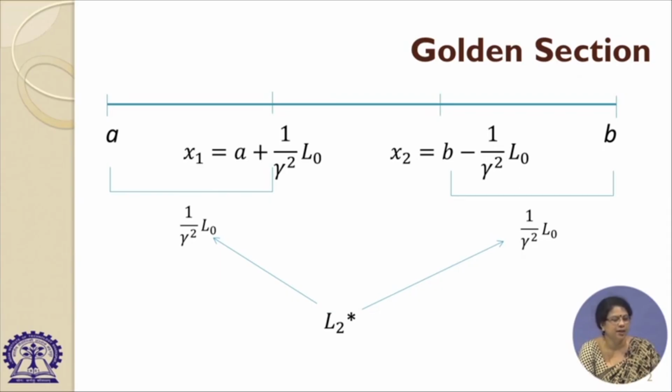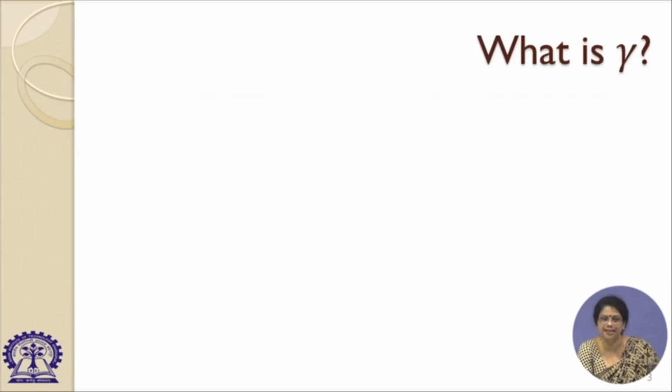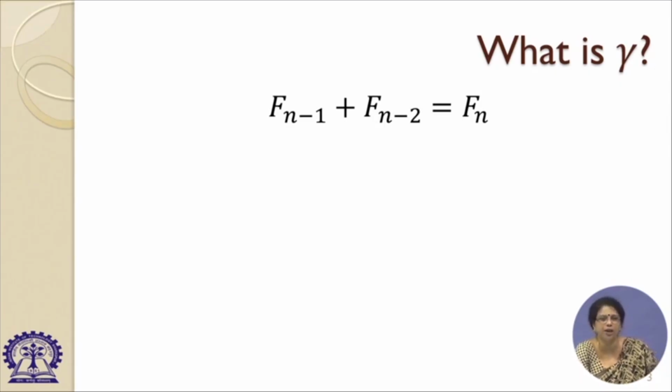That is a beautiful thing in the golden section method. This is called the golden ratio. Gamma is the golden ratio, and it has a very nice property. Let me tell you the property of gamma first. Now, we know from the Fibonacci numbers that f(n-1) plus f(n-2) is equal to f(n). That is, for the Fibonacci series, any number in the current position is the sum of the numbers in the previous two positions, we know.